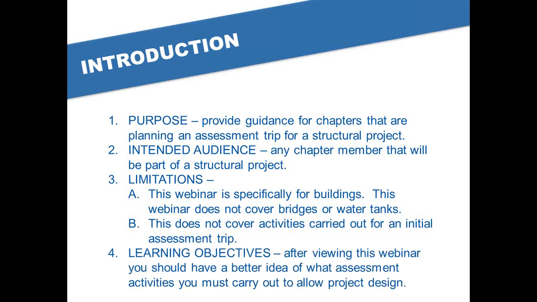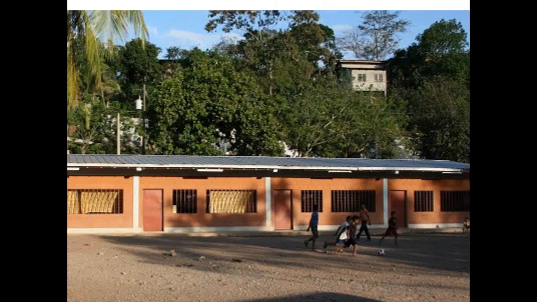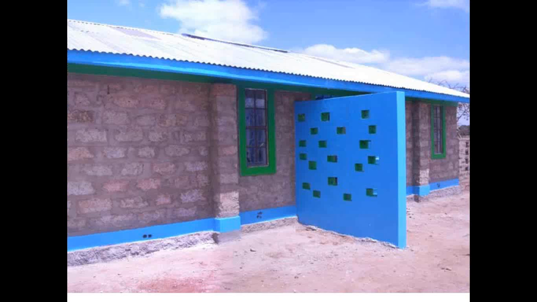And then hopefully after viewing this webinar, you're going to have a much better idea of what to do on your assessment trip. I have just a few photos here, typical structures that have been done by EWB USA chapters, just to give an idea of the scope and magnitude of the type of structures that are typical for an EWB USA project.